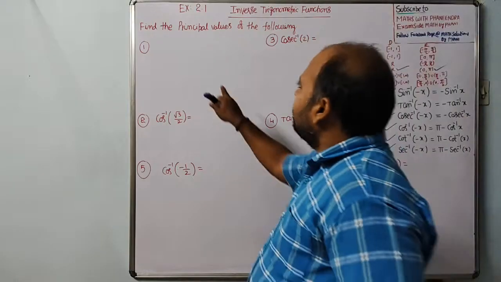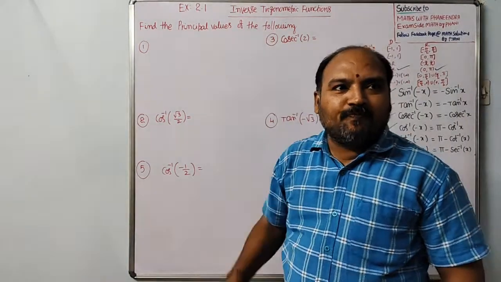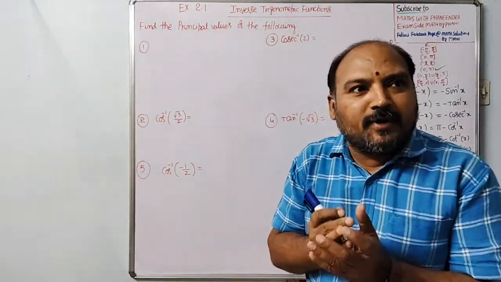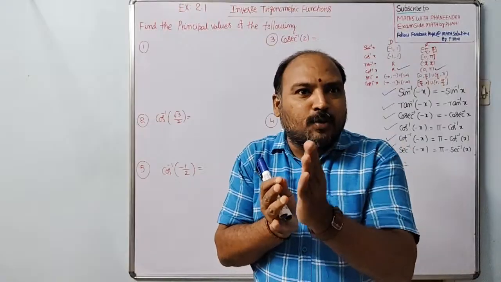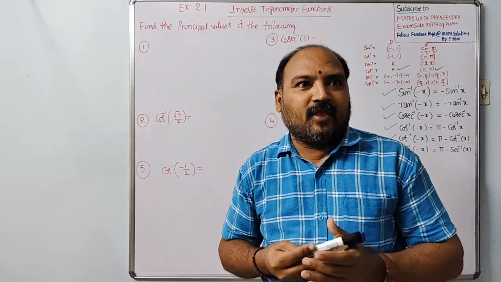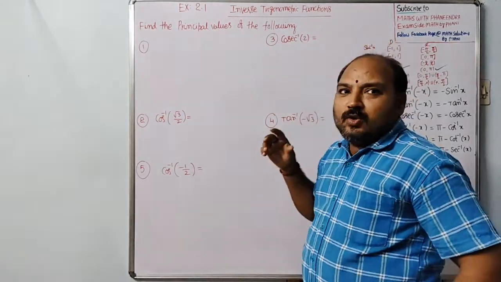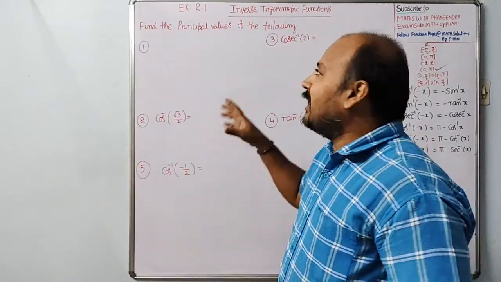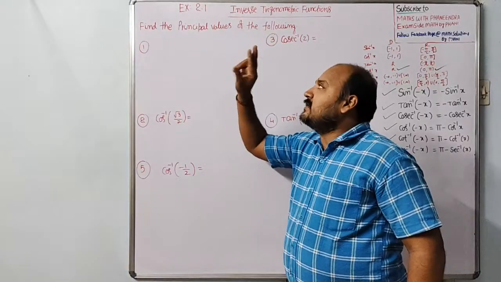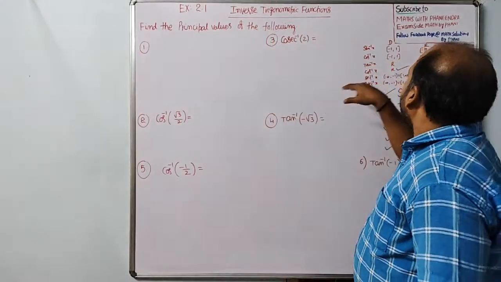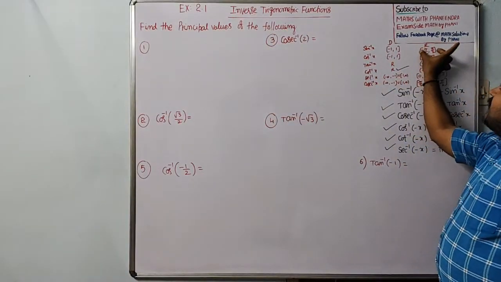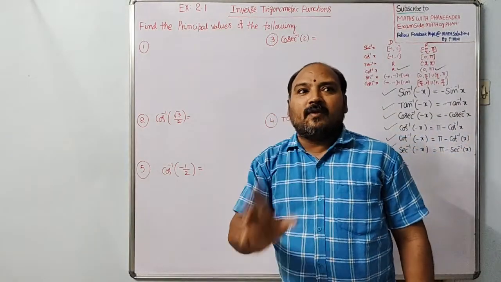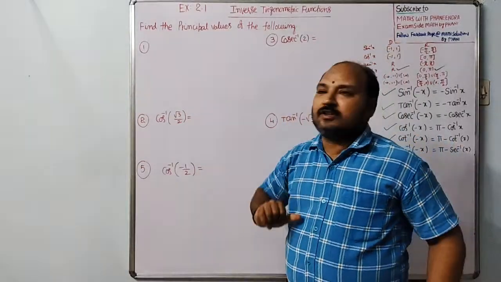See, first, what is the meaning of principal value? For inverse trigonometry functions, we learned about domain and range. The principal values are the values lying in the range of the inverse trigonometry functions. Whatever values are there in that range are called the principal values of the inverse trigonometry function.